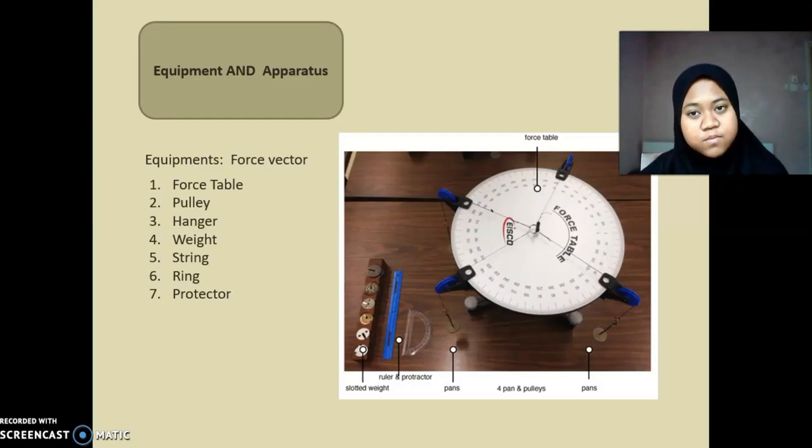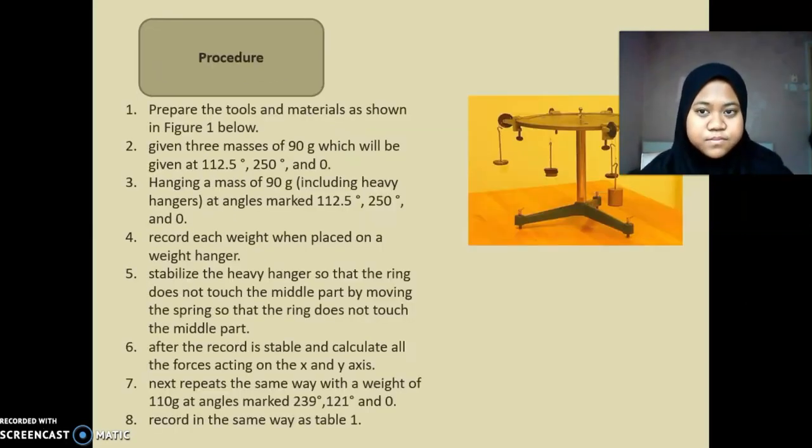Next is the equipment and apparatus. Equipment for force vector: force table, pulley, hanger, weight, string, ring, and protractor. Procedure. First, prepare the tools and materials as shown in figure 1 below. Given three masses of 90 grams, hang a mass of 90 grams, including the weight hanger, at angle marks 112.5, 250, and 0.